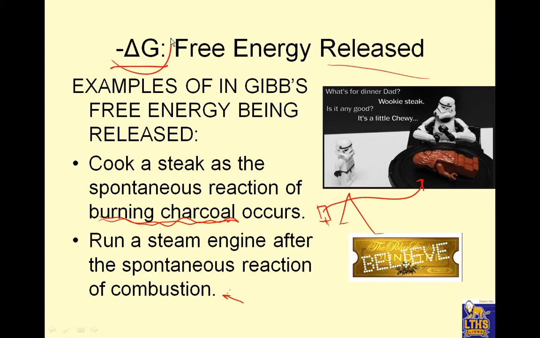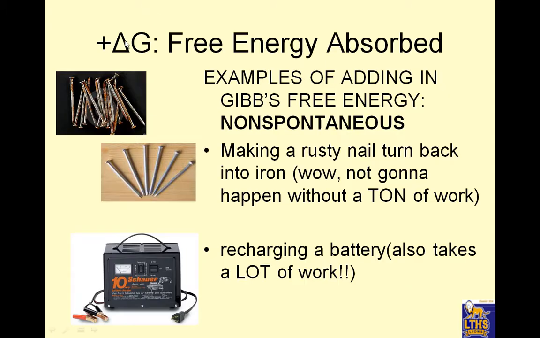Okay, so Gibbs free energy release is a negative delta G, and that's a spontaneous reaction. Any reaction that gives off Gibbs free energy means it's spontaneous, and it means there's extra energy released to do work in another system. Okay, so what's the opposite of that? Positive delta G means not spontaneous. Positive delta G is not spontaneous.